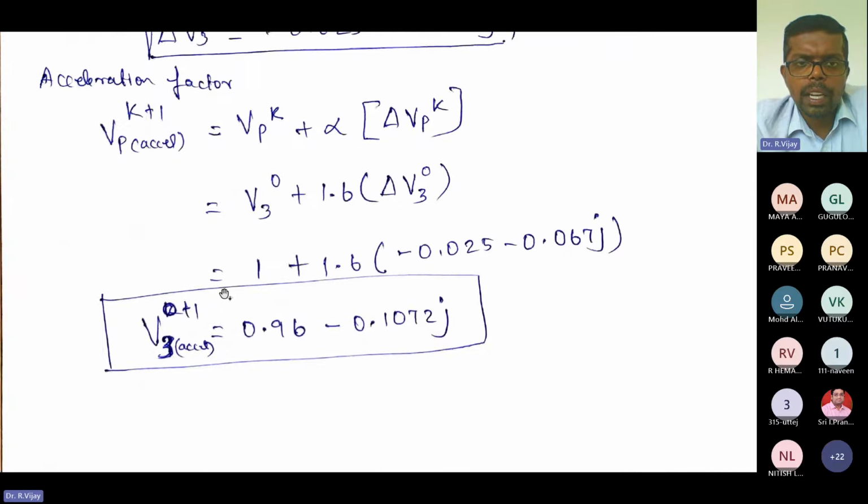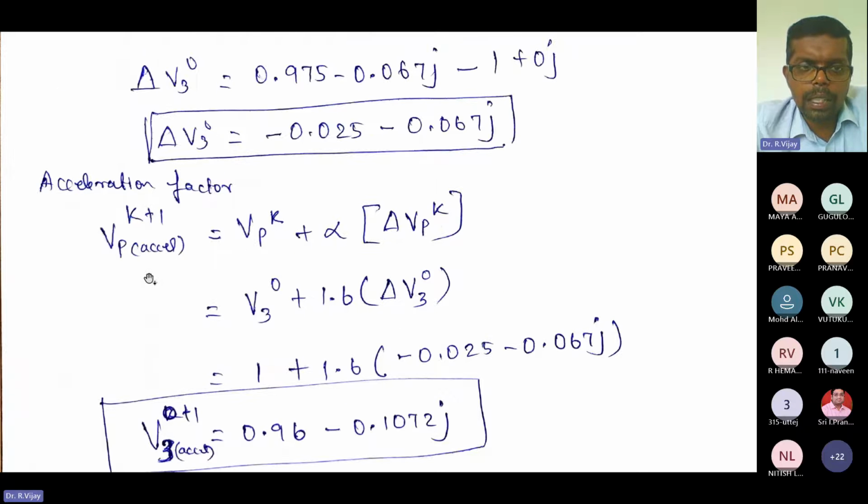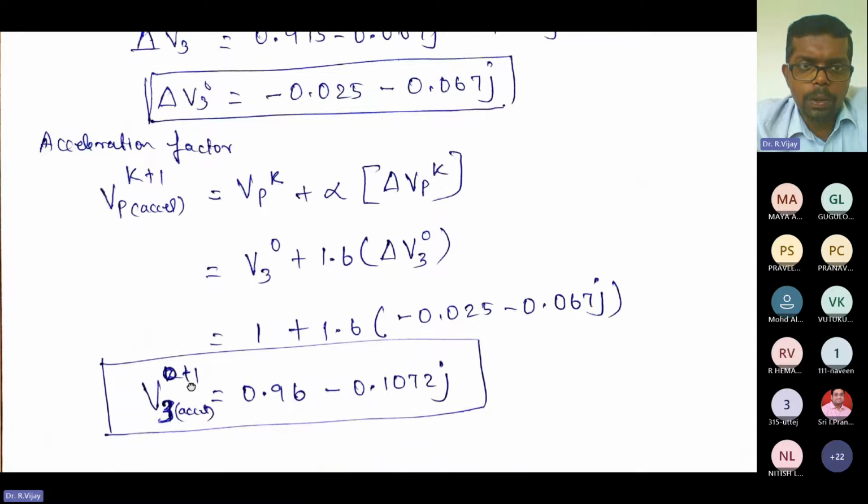Next, you need to calculate the change in the delta value also, the phase angle value also, if it is given in the problem. As of now, in the problem they asked to calculate only the change in the voltage value and the new voltage value. That's all, so we stopped.